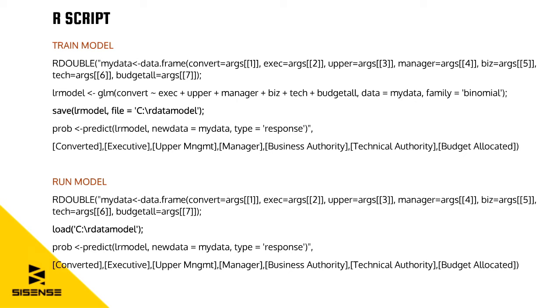The next chunk of code where it says run model is when we get new data coming in, and we want to score the data and see what the probability of conversion is. The very first step is just like the first step in the first chunk of code. We have to build our data frame. This is just a simple step to, again, make it easy to use in R.